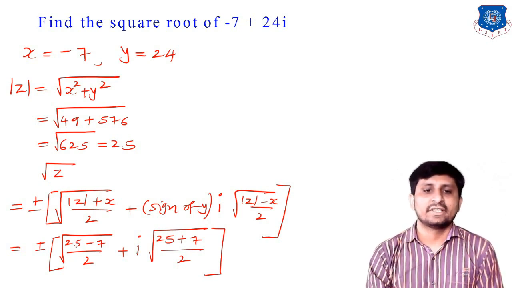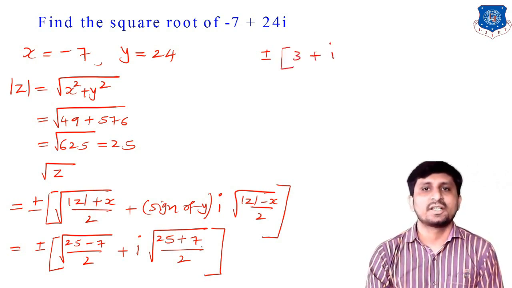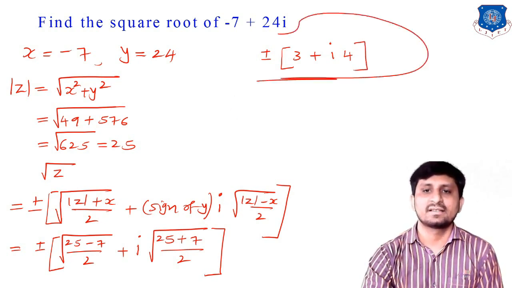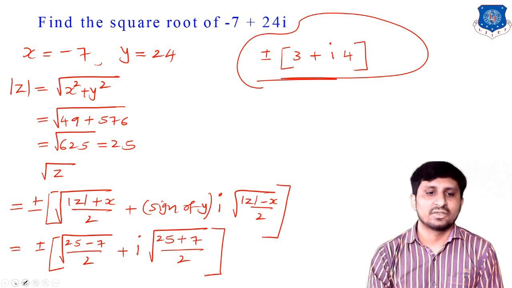Now we know that 25 minus 7 is 18, 18 divided by 2 is 9, and the square root of 9 is 3. So the answer is plus or minus, I can write 3 plus i times the square root of 25 plus 7, so that is 32, 32 divided by 2 is 16, the square root of 16 is 4. So plus or minus 3 plus 4i. This is our final answer: plus or minus 3 plus 4i is the square root of minus 7 plus 24i. Clear? Now let's solve one more example.